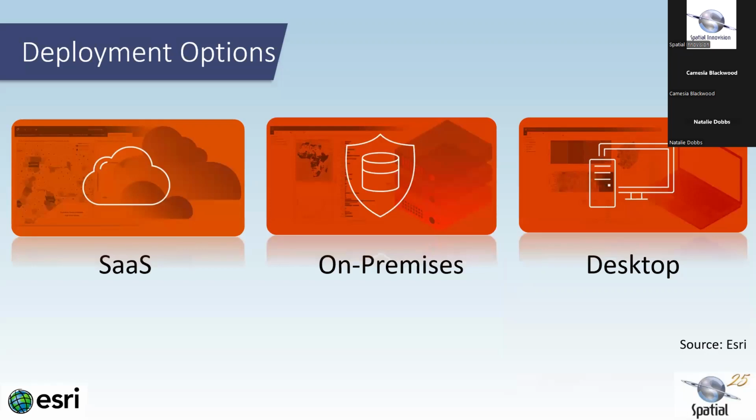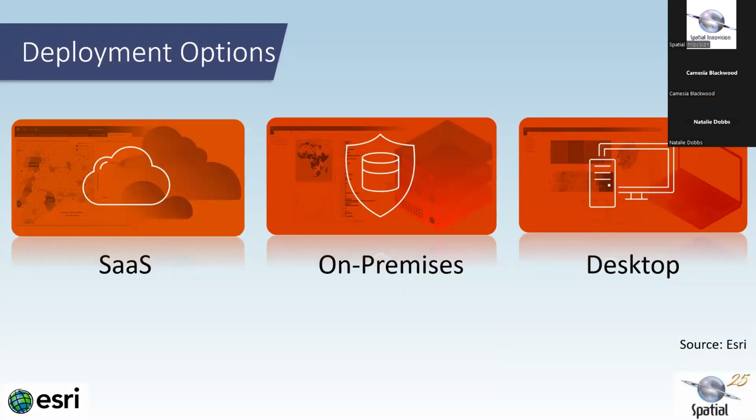There are 3 deployment options that Esri offers for Insights to get you started. These 3 deployment options are software as a service, on-premise, and desktop. So firstly, we're going to look at software as a service, and this is available in ArcGIS Online. So this deployment of Insights is a browser-based deployment, which is licensed through an ArcGIS Online organization. A benefit of this deployment option is that it allows you to save time and hardware.